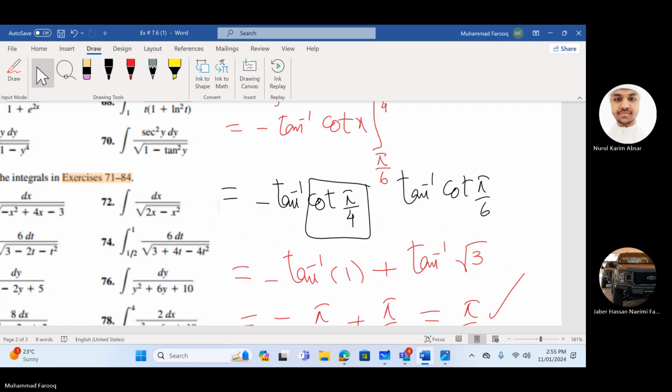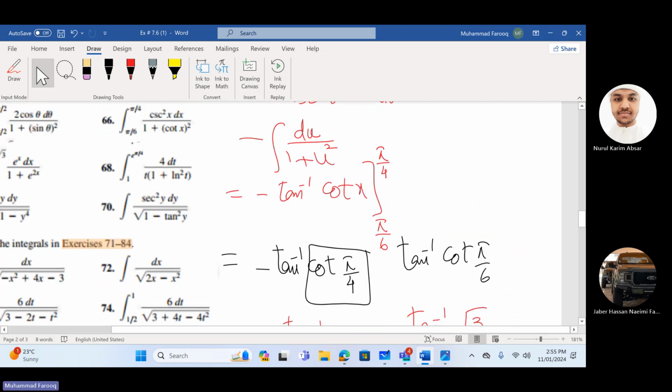Now here, as we get the answer, we have limits, upper and lower. The rule is upper limit minus lower limit. Be careful, my answer has a negative sign. So I put the upper limit in my answer, then subtract the lower limit. My answer already has a minus, and the subtraction is also minus, so that minus will become positive.